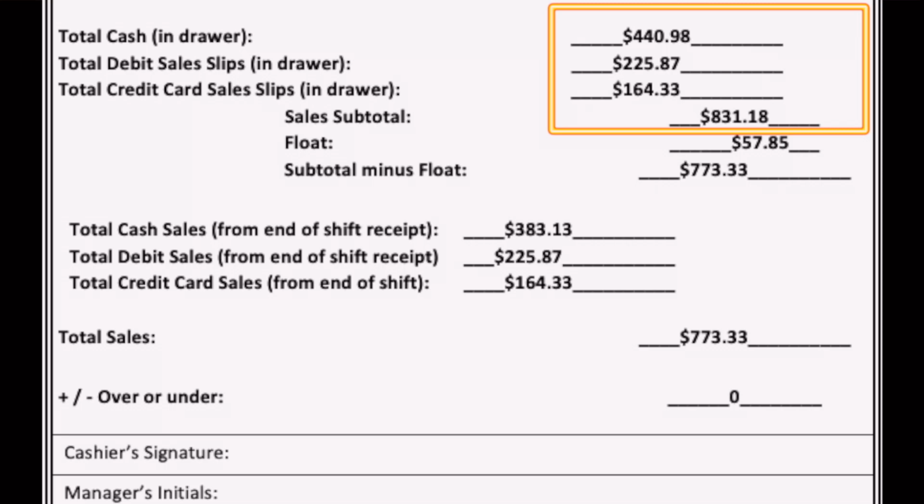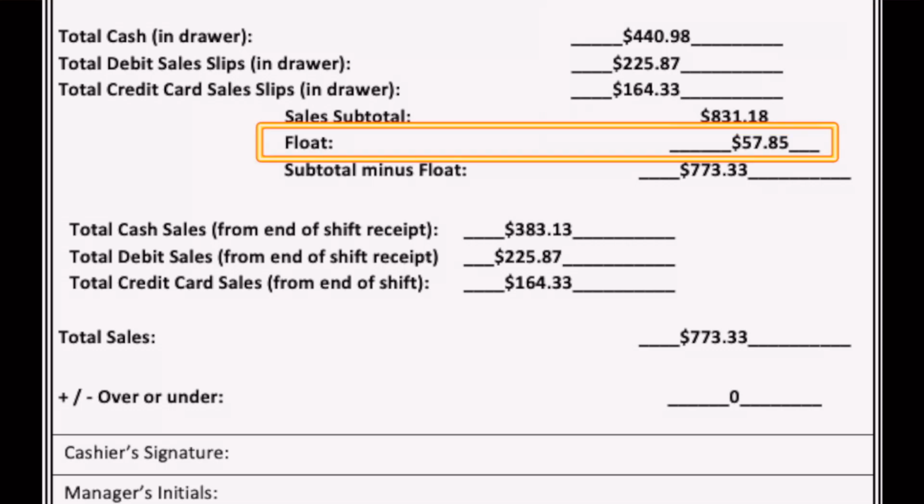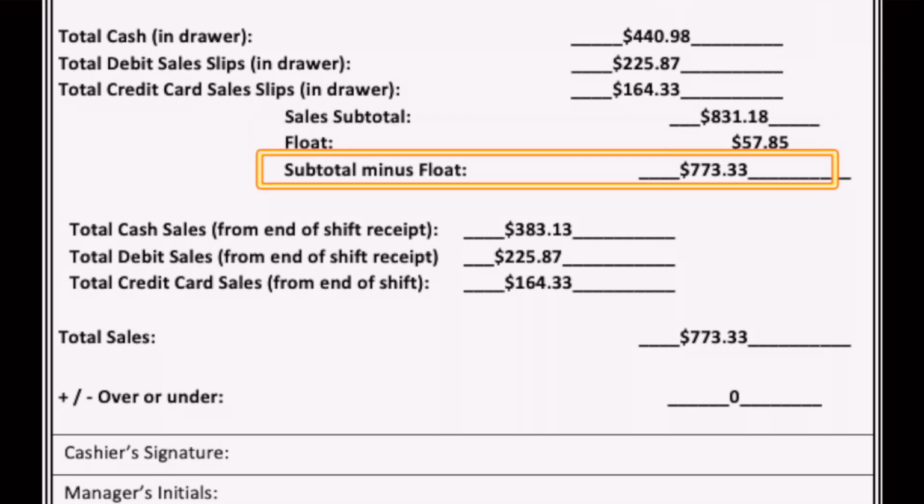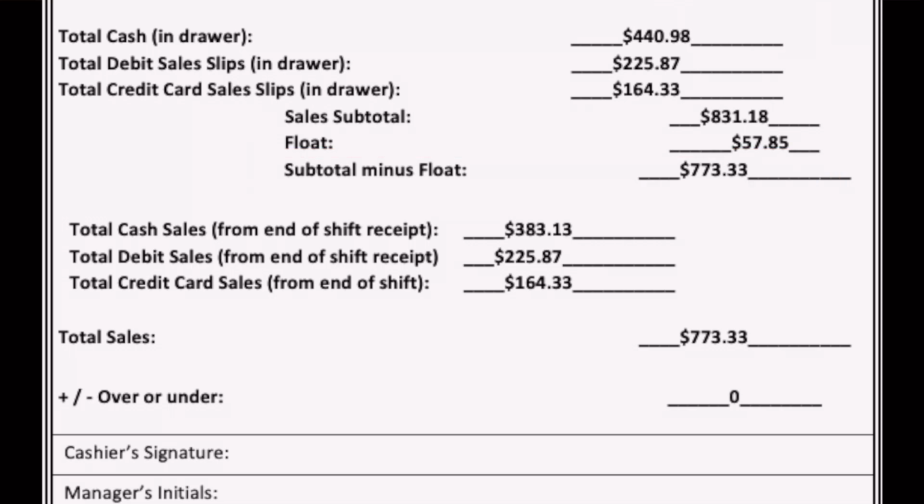Next, you must write the amount of money floated in your drawer at the beginning of the shift. Here, that was $57.85. Subtract the total amount of float money from the subtotal. This equals the subtotal minus the float. Here, that was $773.33. Next, you write total cash sales from the end of shift receipt.